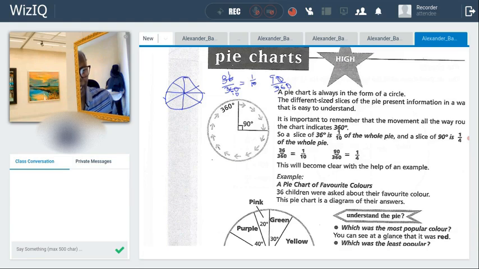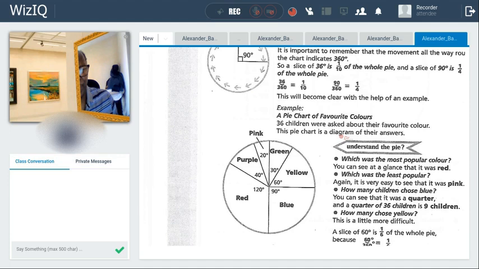The only trouble you have is to work out when you're being given the numbers, not these degrees. So example, a pie chart of our favorite colors. 36 children were asked about their favorite color. So these 36 children represent 360 degrees. So what you need to do is work out how much 1 is.